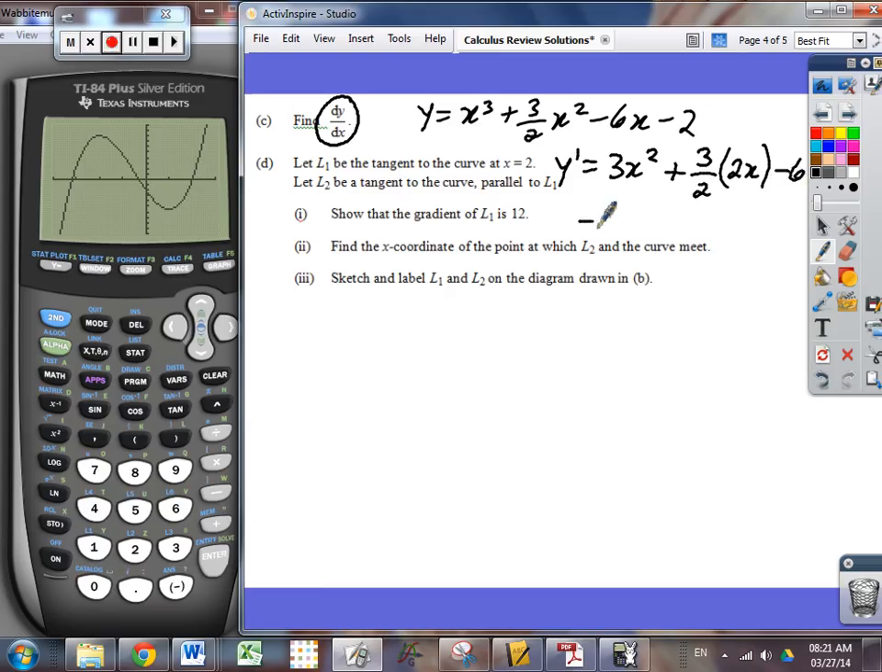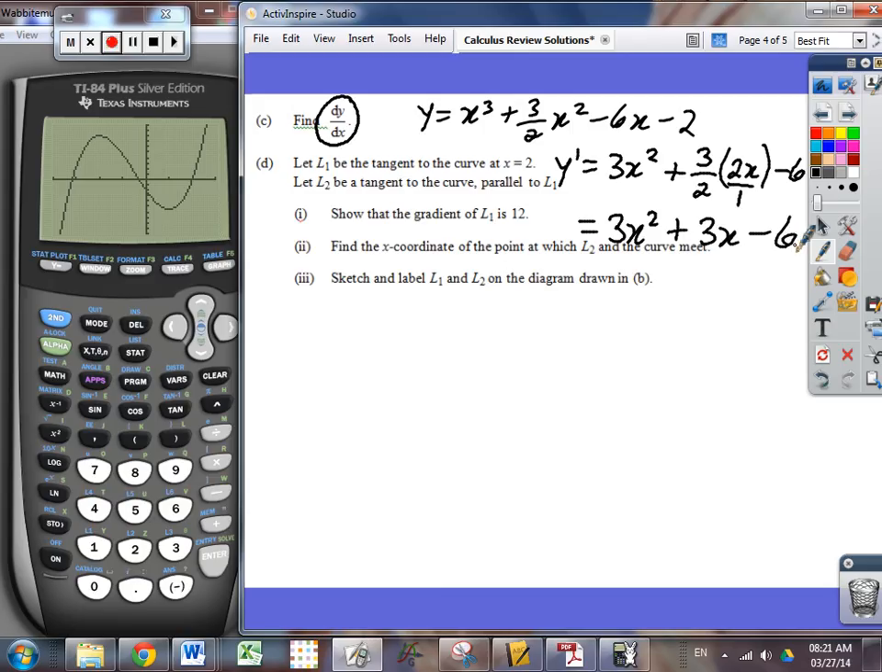We can simplify this slightly now. If you ever have trouble multiplying a fraction by something that's not a fraction, just turn them both into fractions. The thing that's not a fraction, just stick it over 1, and then you'll remember how it's done. So we've got 3x squared. When you multiply fractions, we multiply the tops, and we multiply the bottoms. So we've got 6x over 2, and that simplifies to 3x. Okay? Alright, part D.